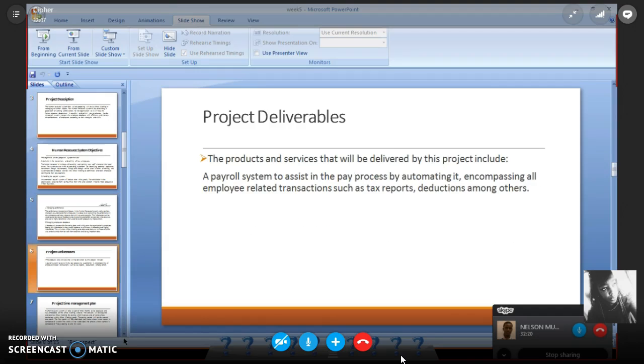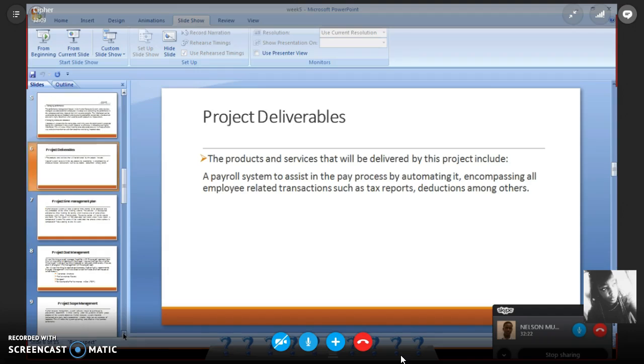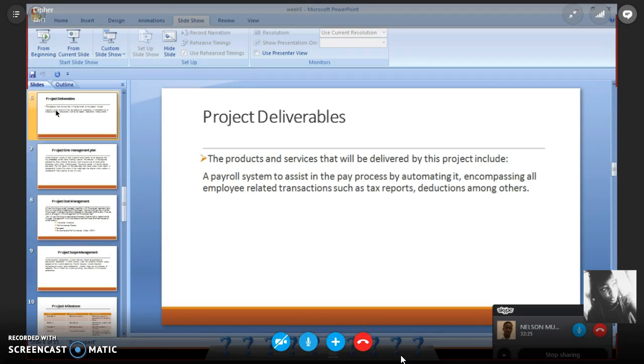The deliverables that we went through: we had the products and services that will be delivered by this project, and they include a payroll system to assist in the pay process by automating it, encompassing all employee-related transactions, and these transactions will include the tax reports and the deductions among the various employees.